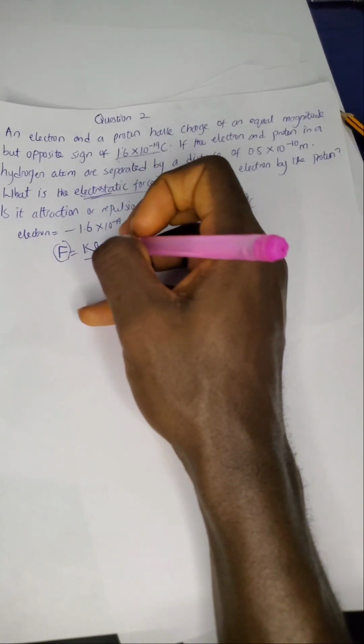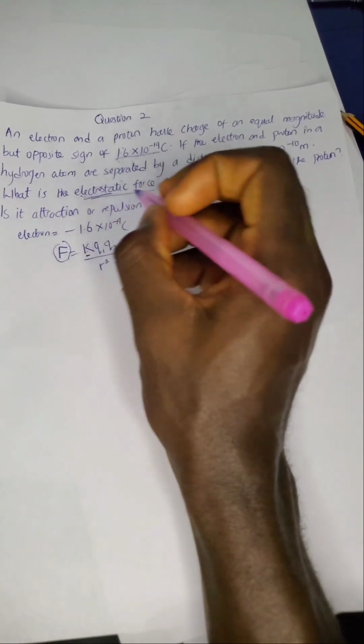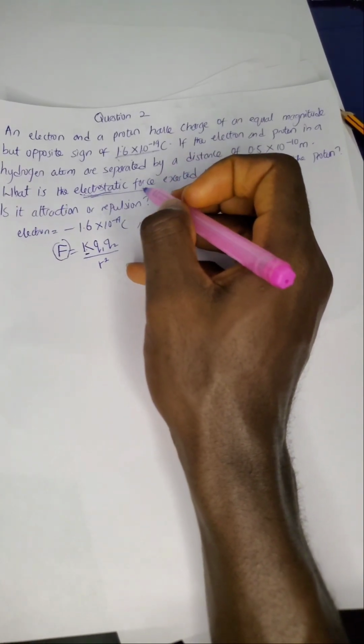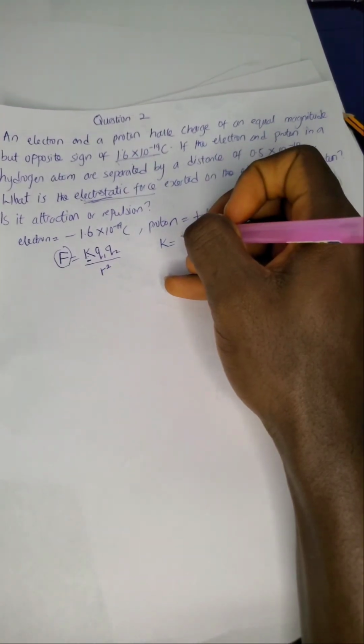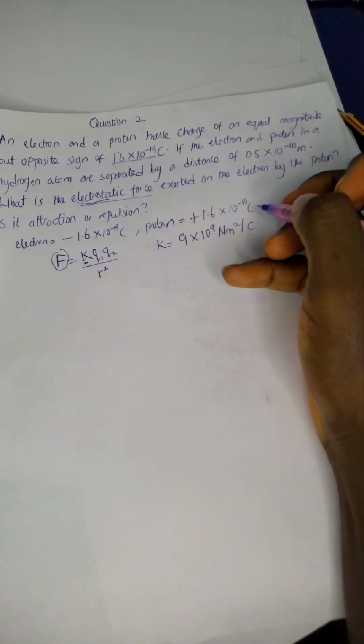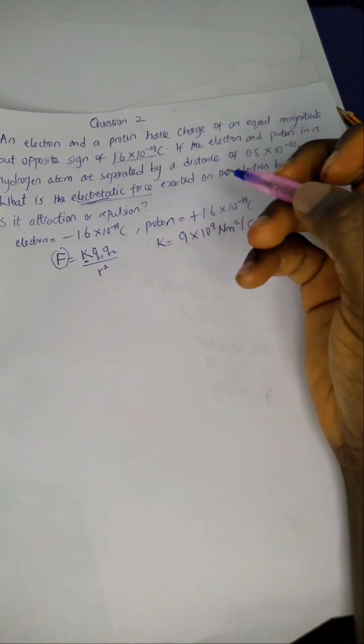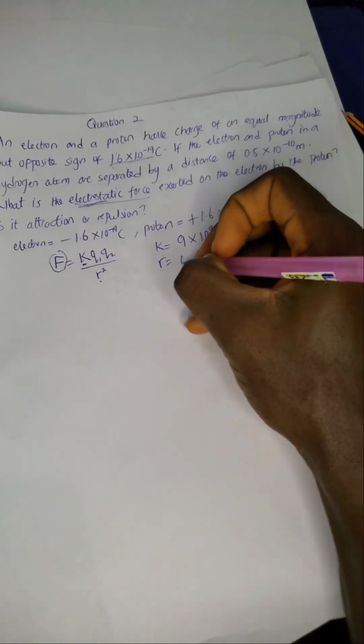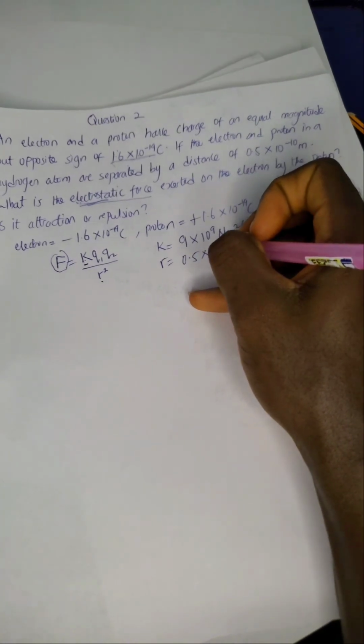So let's see, if they're asking us to get F, whether the other variables are available. K is not there, but you need to know it since it's a constant. The value for K is 9 times 10 to the power of 9 Newton meter square per coulomb square. We already talked about this before. R is the distance, and here it is 0.5 times 10 to the power minus 10 meters.